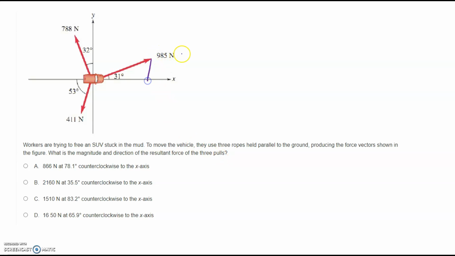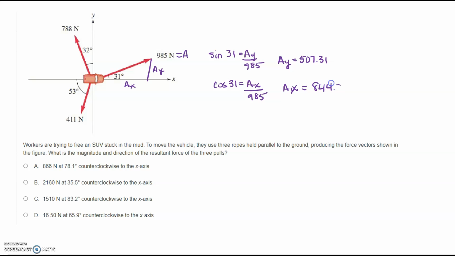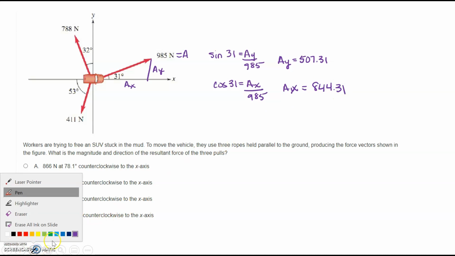So what you have to do is, I made this force A, and you have to find AY and AX, because you're going to have to add all of your X forces together and then add all of your Y forces together. So sine of 31 is equal to AY over 985. Cosine of 31 is equal to AX over 985. So I have AY is 507.31 and AX is 844.31. Okay, let me change colors and do the next one.